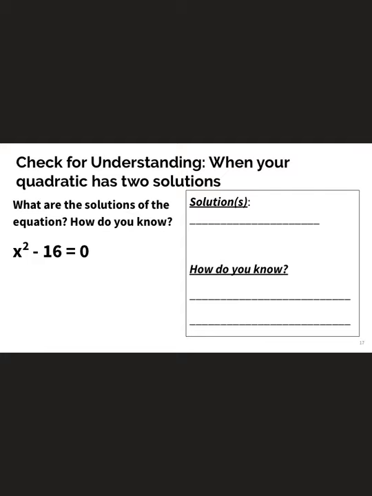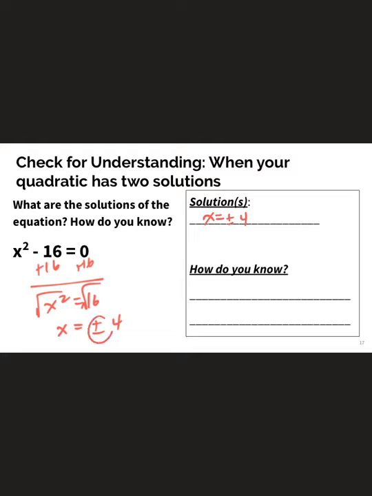Ready to check your answer? Let's try it together. So I'm given x squared minus 16 equals 0. I want to get this x squared alone, so I'm going to add 16 on both sides. And when I add 16 on both sides, I get x squared equals 16. I'm going to take the square root on both sides, get rid of my squaring, so I get x equals plus or minus 4, as 4 is the square root of 16, right? And so my solutions are going to be x equals plus or minus 4.